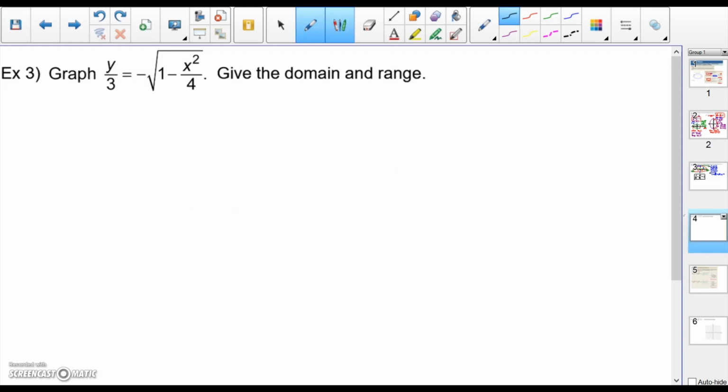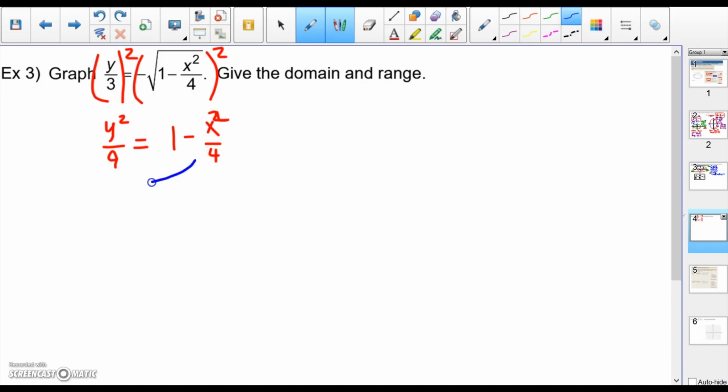Example 3, graph this function and give the domain and range. Now, if you look at it, it looks kind of crazy, and so you may not know what this looks like firsthand, but we don't like that square root. So what we're going to do is we're going to square both sides. If you square both sides, you're going to have y squared over 9 equals 1 minus x squared over 4. The negative sign goes away, the square root goes away, and so we get this, and you may recognize this is going to look like an ellipse.